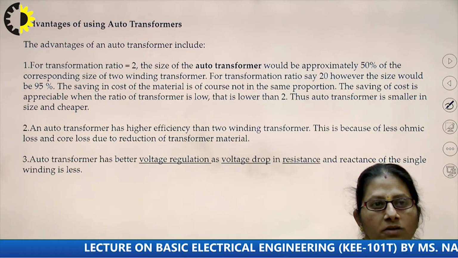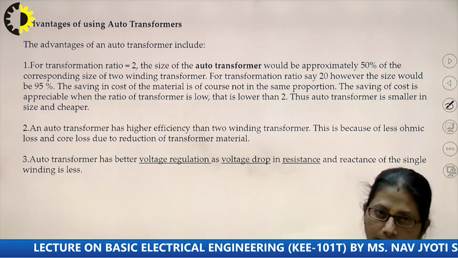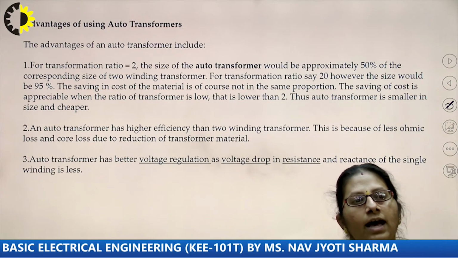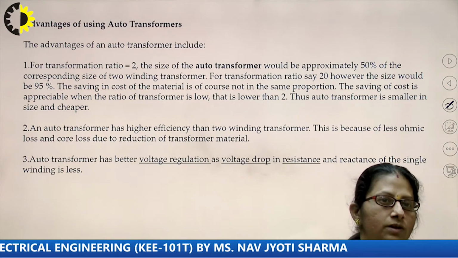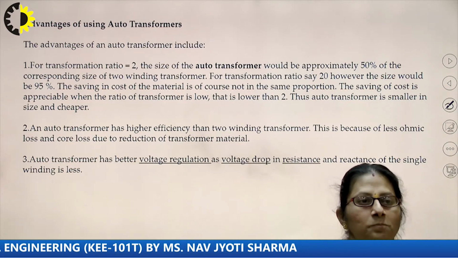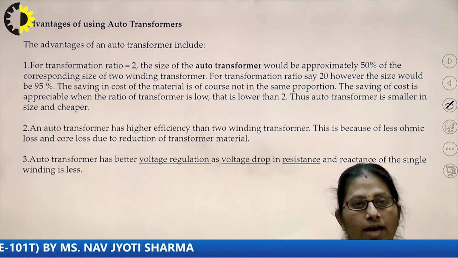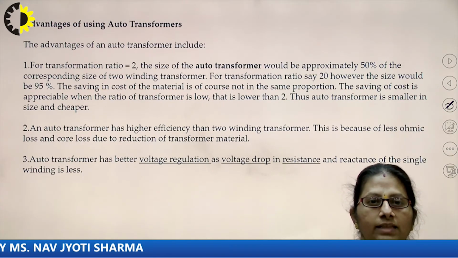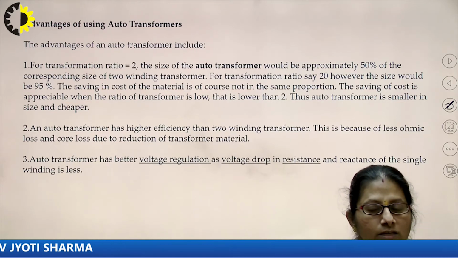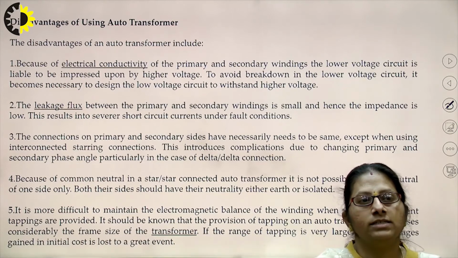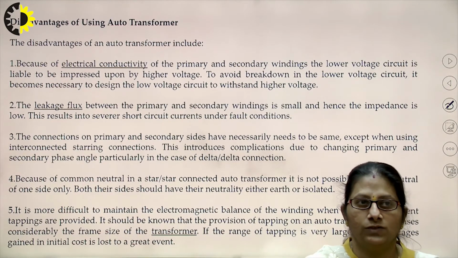An auto transformer has higher efficiency than the 2 winding transformer, right? This is because it has less ohmic loss and core loss due to the reduction of the transformer material. Also the auto transformer has better voltage regulation, as the voltage drop in the resistance and the reactance of the single winding is less. Now what are the disadvantages of using an auto transformer?